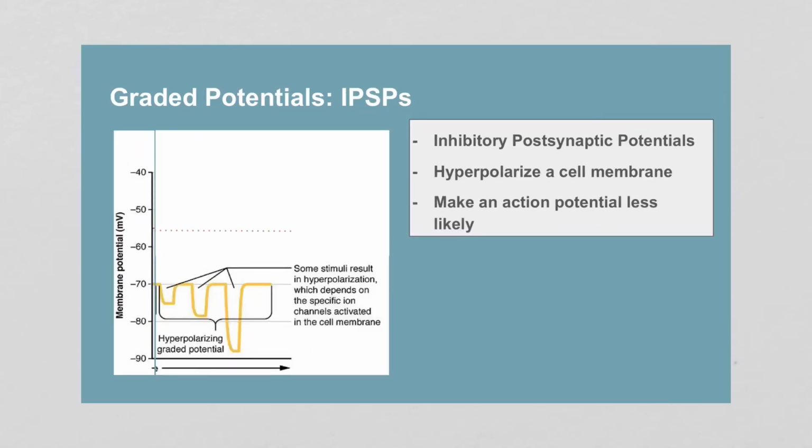The opposite, the IPSPs, are inhibitory postsynaptic potentials. They are going to pull the membrane potential away from negative 70 millivolts going down, hyperpolarizing the cell membrane. This makes it less likely for an action potential to occur.